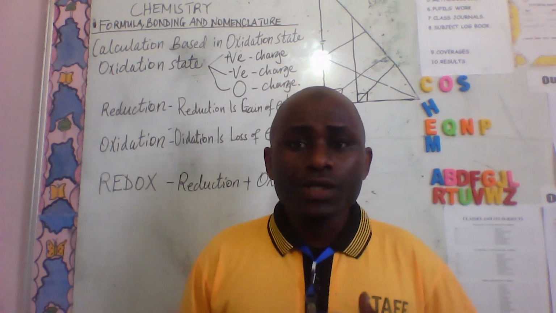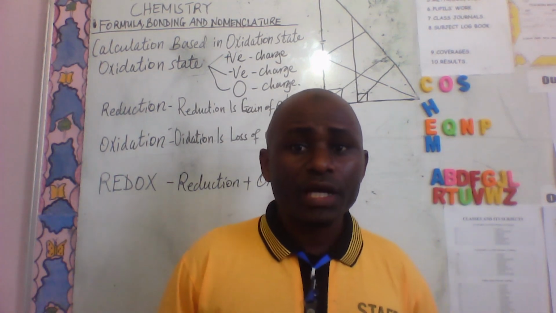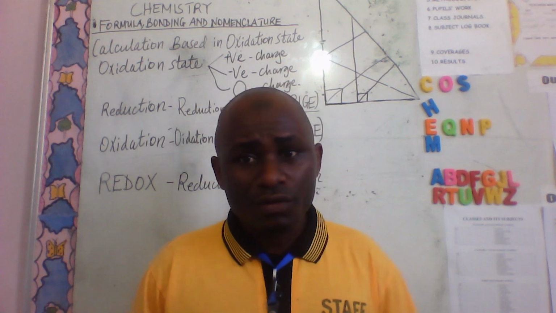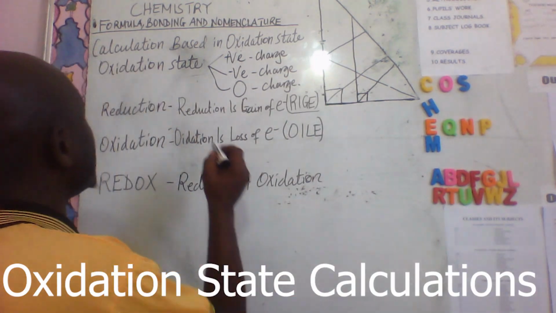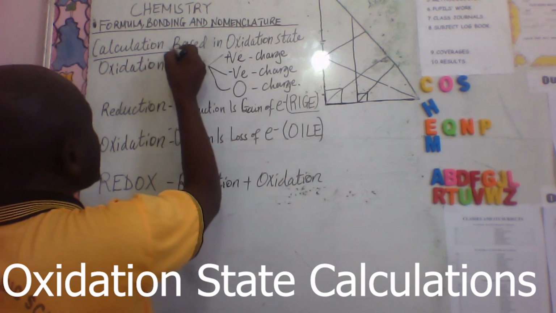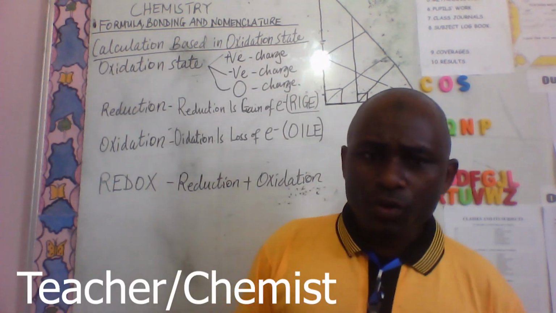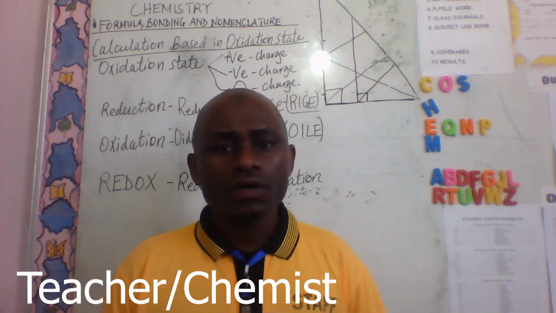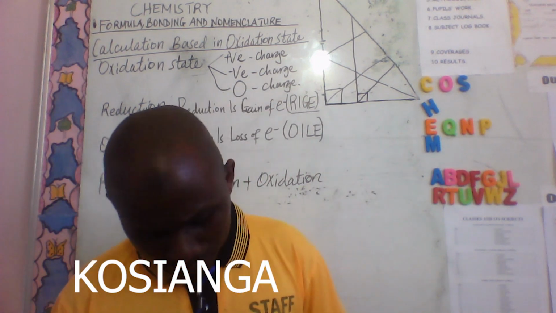Today we are proceeding with our topic, which we call formula, bonding and nomenclature, particularly the part which we call calculation based on oxidation states. We are supposed to know the concept of oxidation state, so that when we are dealing with calculations based on oxidation states, we are familiar with it.